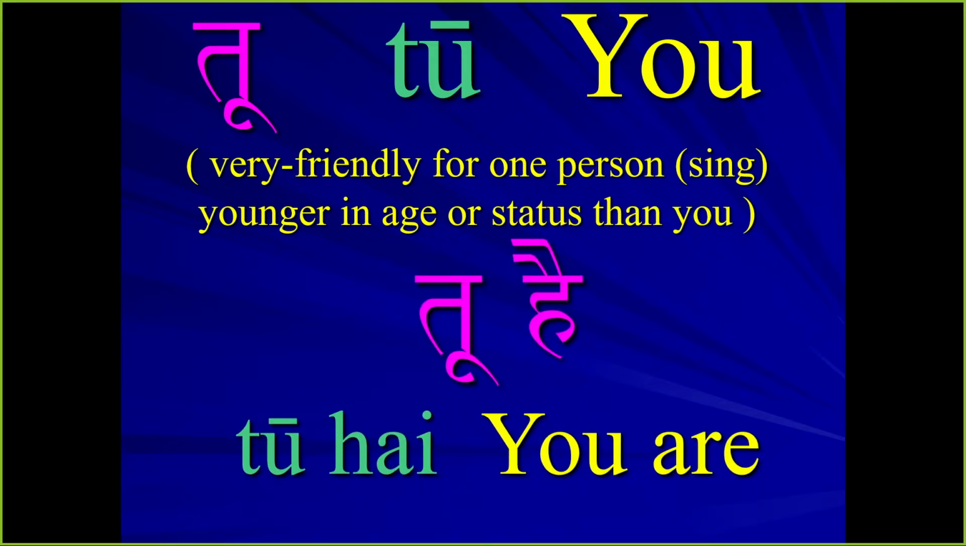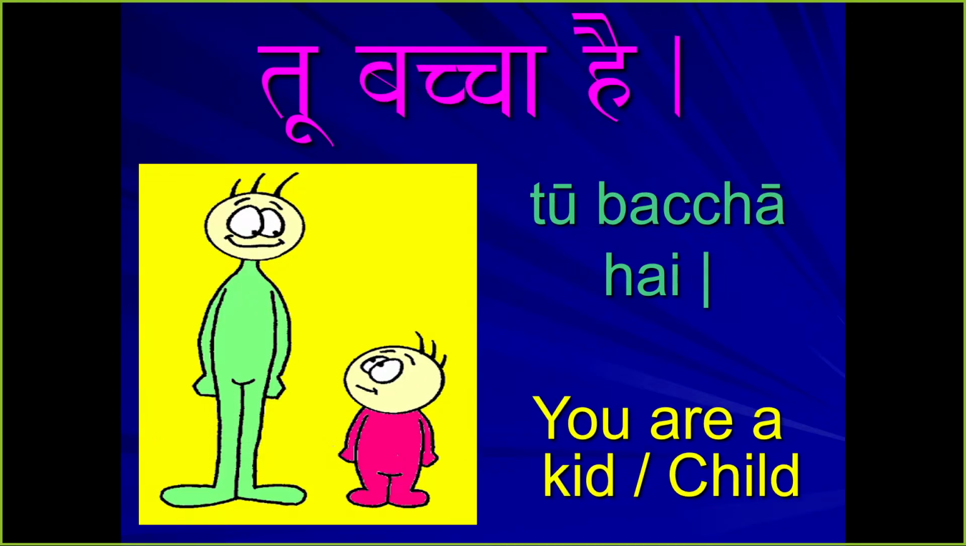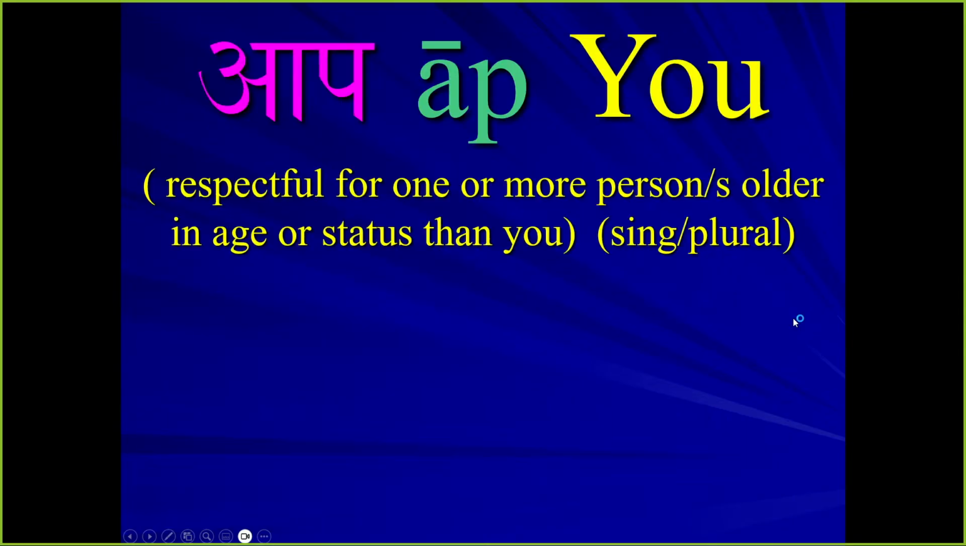Now what happens with tu? When you have to say you are, you have to say tu hai. Remember, tum ho. Tu hai. So you are. Okay. Now, let's have Kavina read this. तू कौन है? Who are you? Okay. And this little one is a boy, a kid. So you say तू बच्चा है. You are a kid, a child. Tu bachcha hai. Okay.